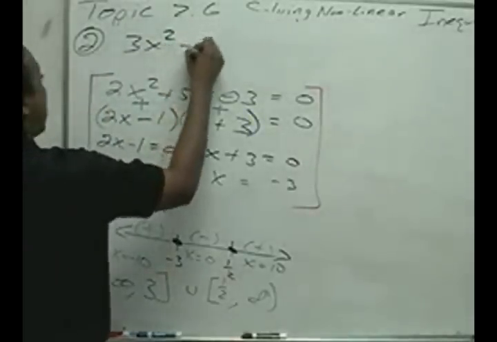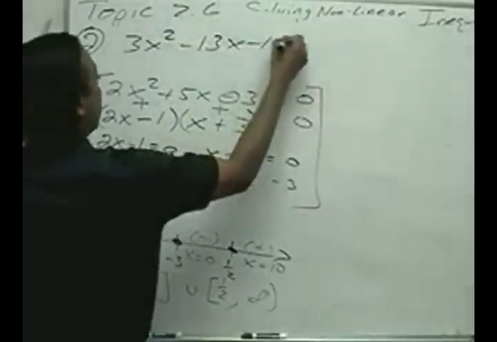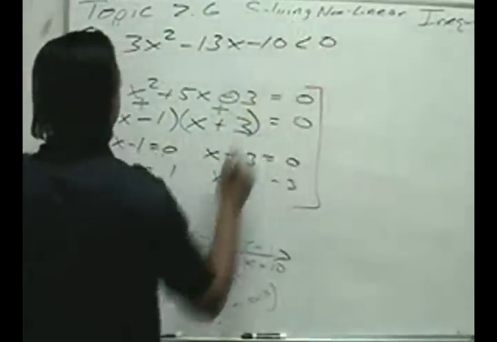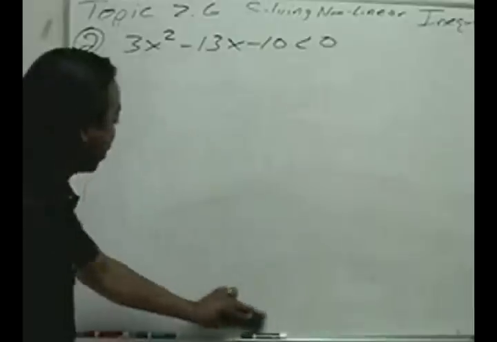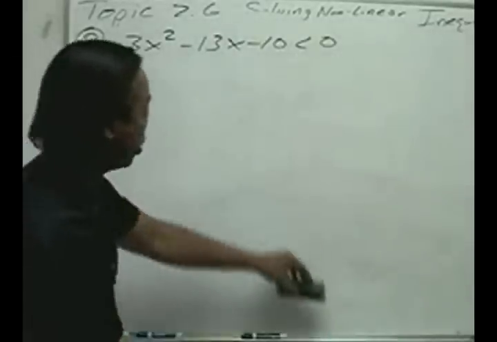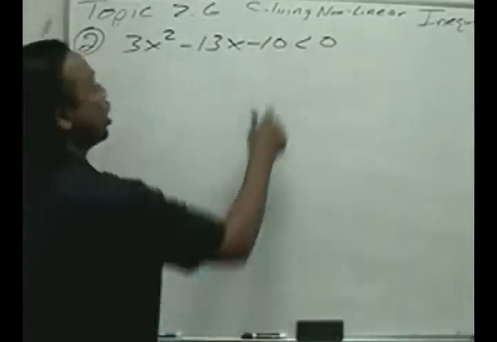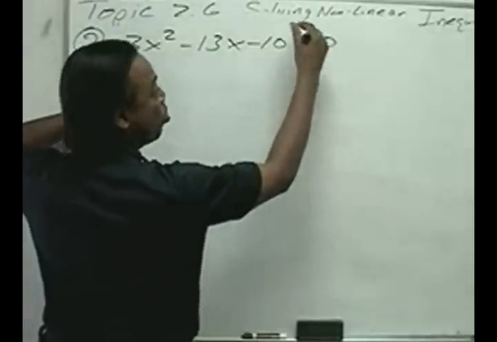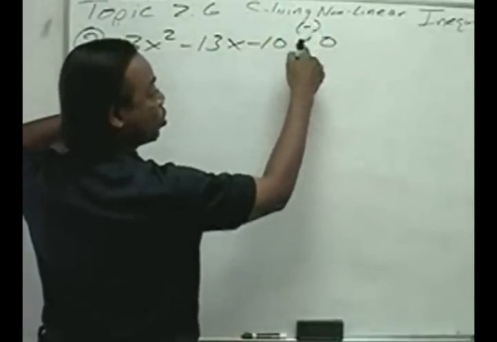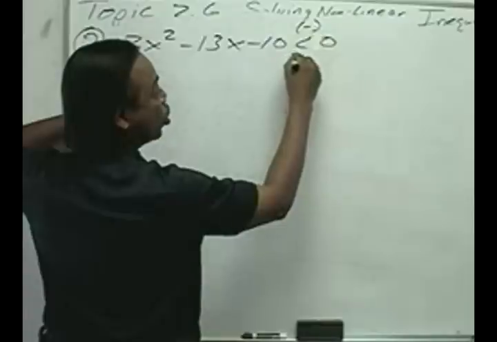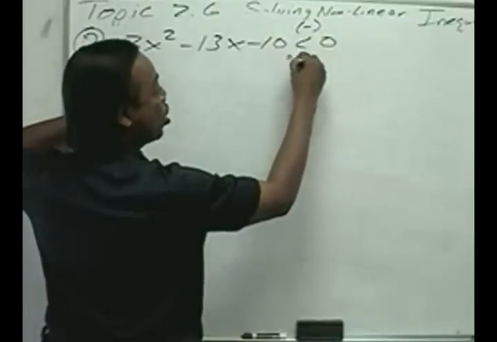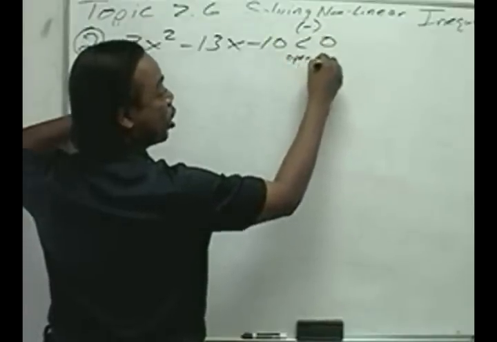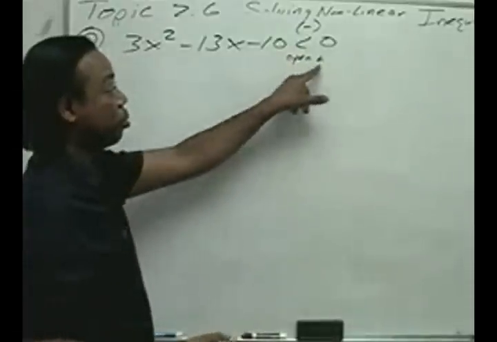3x squared minus 13x minus 10 is less than 0. Okay. First of all, we want to make an analysis of what's going on here. Numbers that are less than 0 means that we're looking for negative numbers. There's no equal sign, so our points will be open. Again, there's no equal sign.